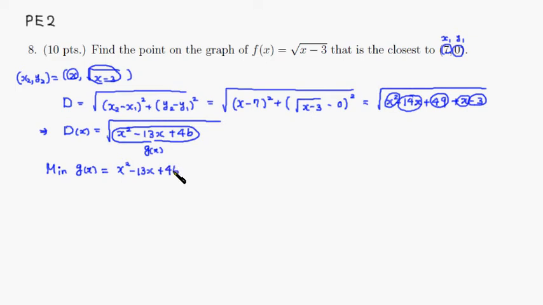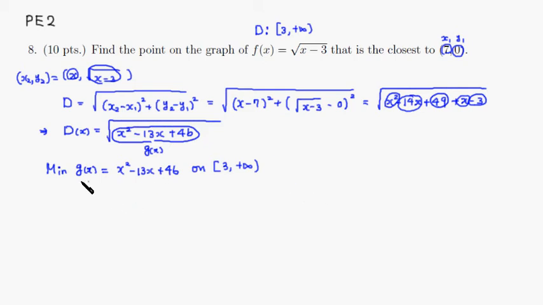Since the domain of f starts from 3, because anything smaller than 3 would make a negative number inside the square root, and goes to positive infinity, we are trying to minimize this function on the interval from 3 to positive infinity.